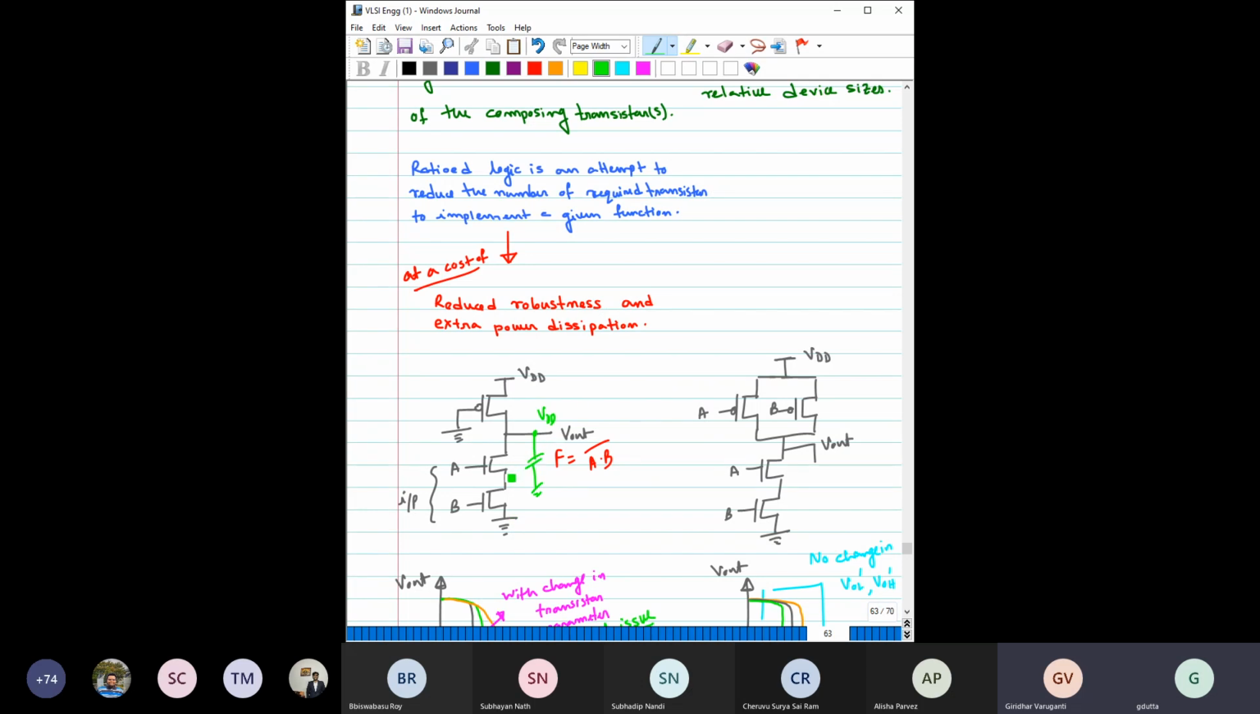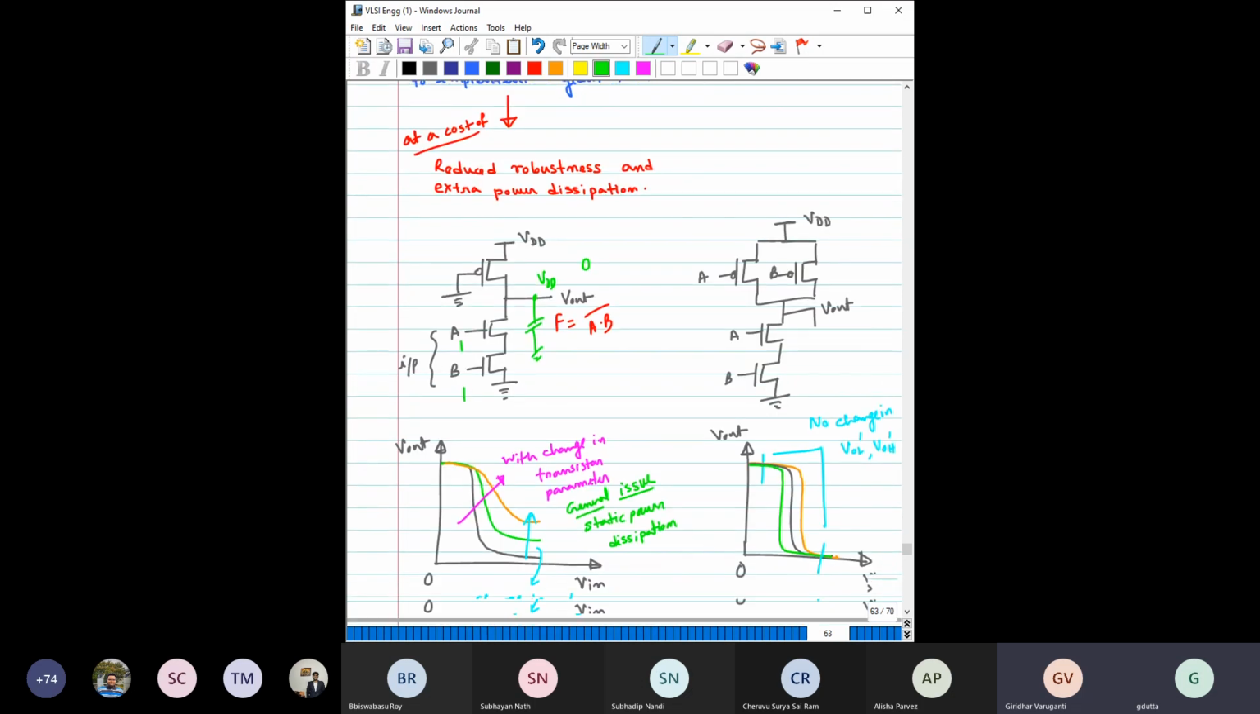While designing this type of inverter, you should keep this in mind. Here it is quite easy: only when both are on will the capacitor discharge and the output be equal to 0. So only for one combination the output is 0, which is basically a NAND gate. For all other combinations, the output is 1. But see what is happening in this case. If you plot the voltage transfer characteristics, which we already discussed for the inverter, now extending it to this NAND gate, this is called pseudo NMOS design.